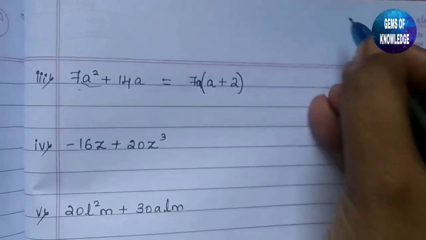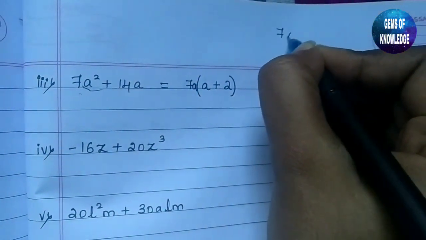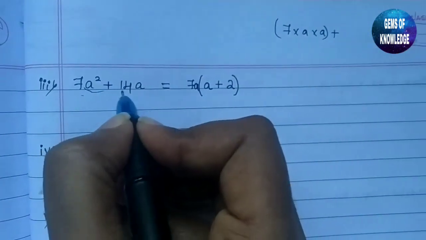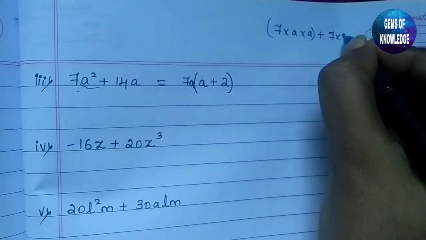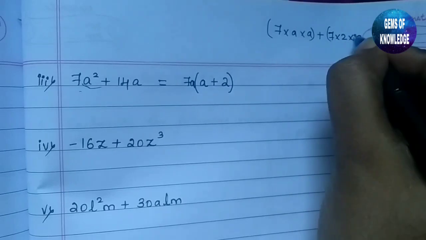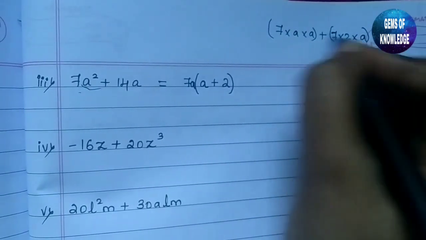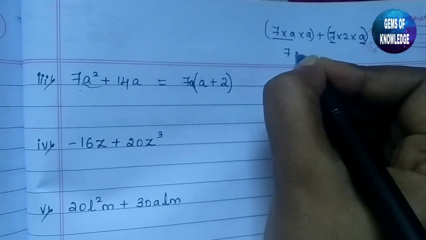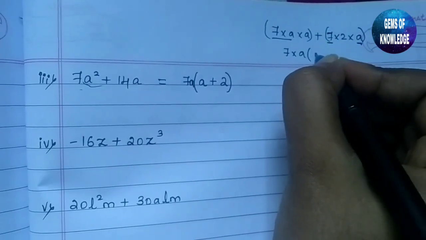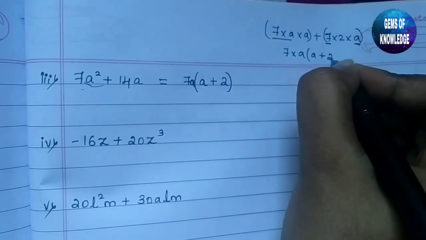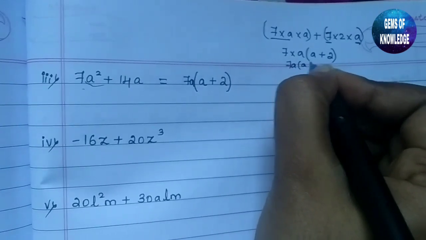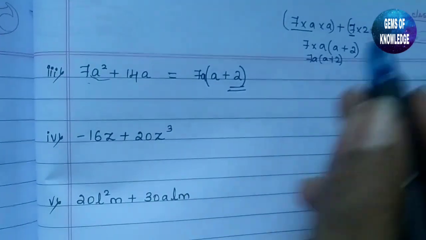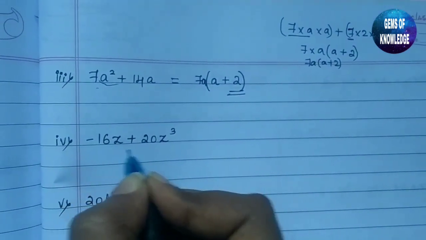Just I will show you here. 7a square will be written as 7 into a, okay, plus 14a can be written as 7 2s are 14 into a. So what is the common thing here? 7 and a. In both the cases you will get 7a. So you will take 7 into a outside. What will be remaining? a plus, here 2 is remaining. So that is 7a into a plus 2, which I have written here. Okay, so in a similar manner we will calculate here. 16 and 20 is given.